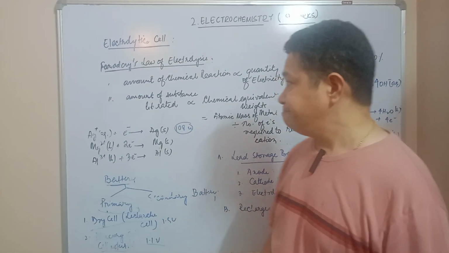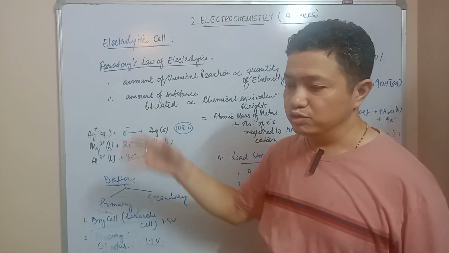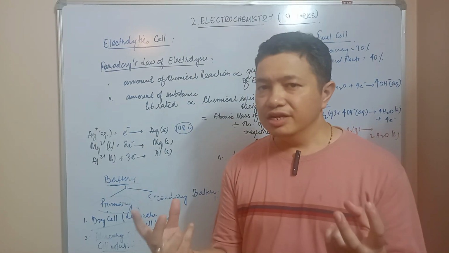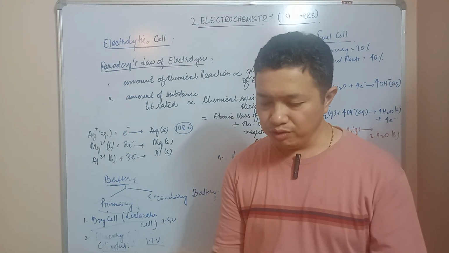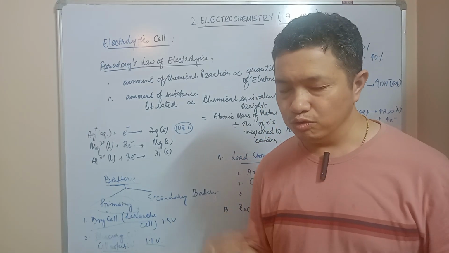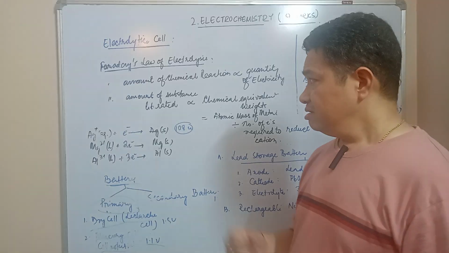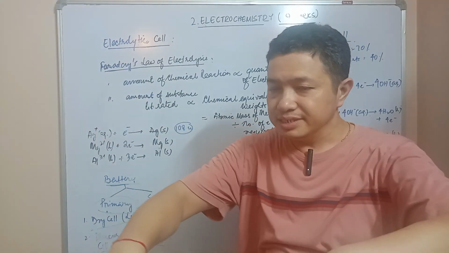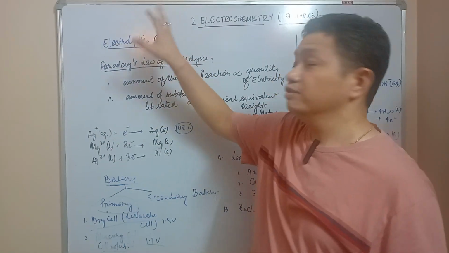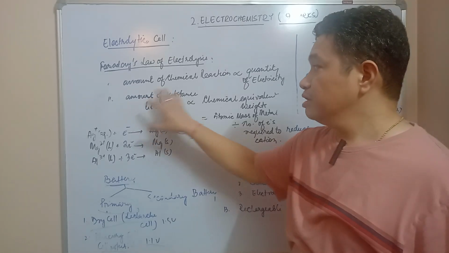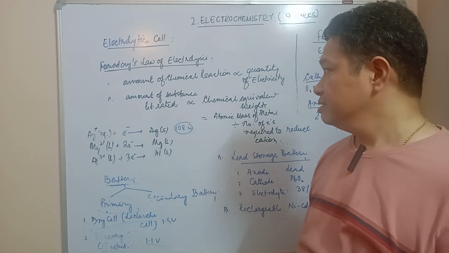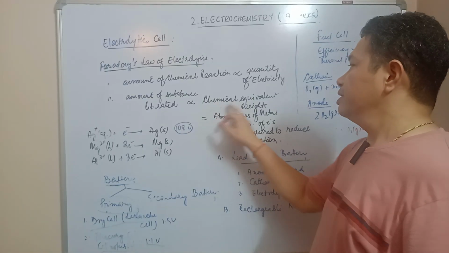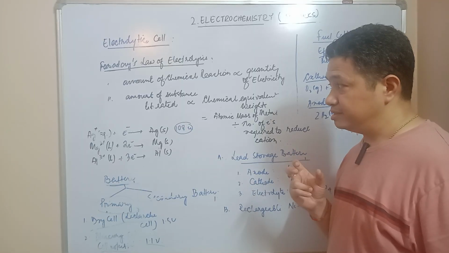The second law states that the amount of substance liberated. So you are passing electricity, and there will be two inert electrodes which will not react with the electrolyte, maybe platinum or gold. The amount of substance that is liberated at the anode or the cathode by passing electricity in the electrolysis inside the electrolytic cell is proportional to the chemical equivalent of the substance.